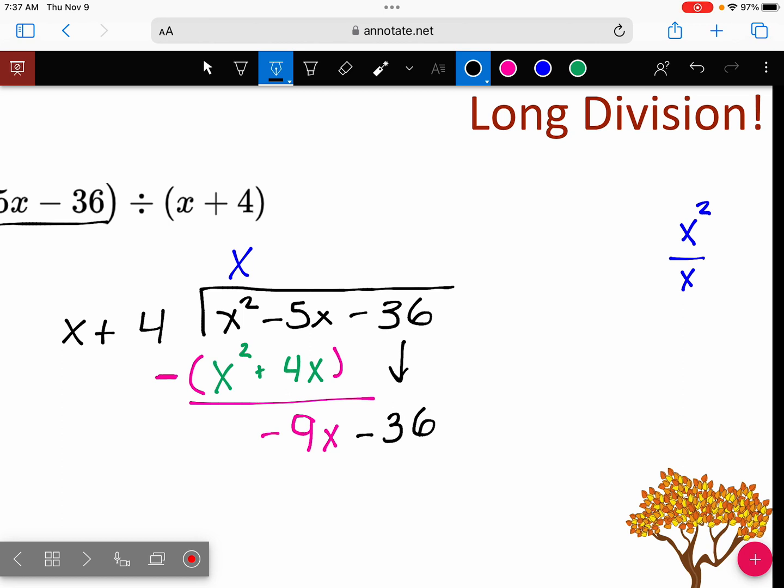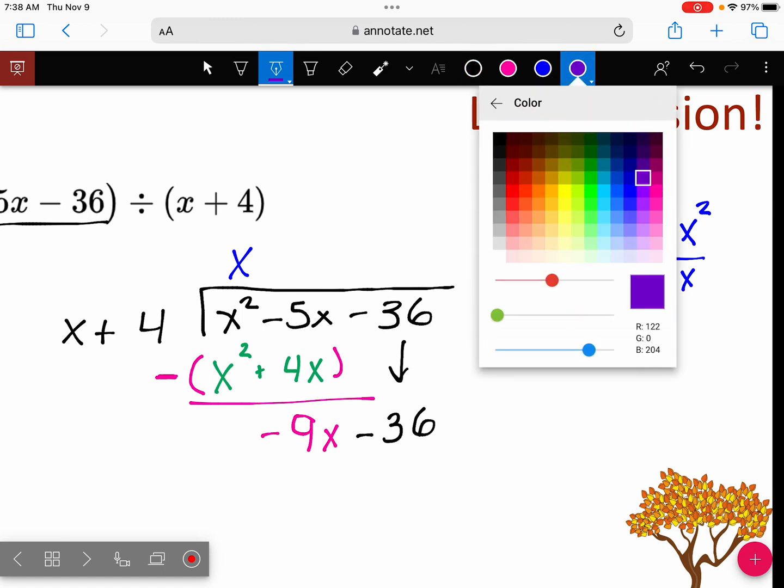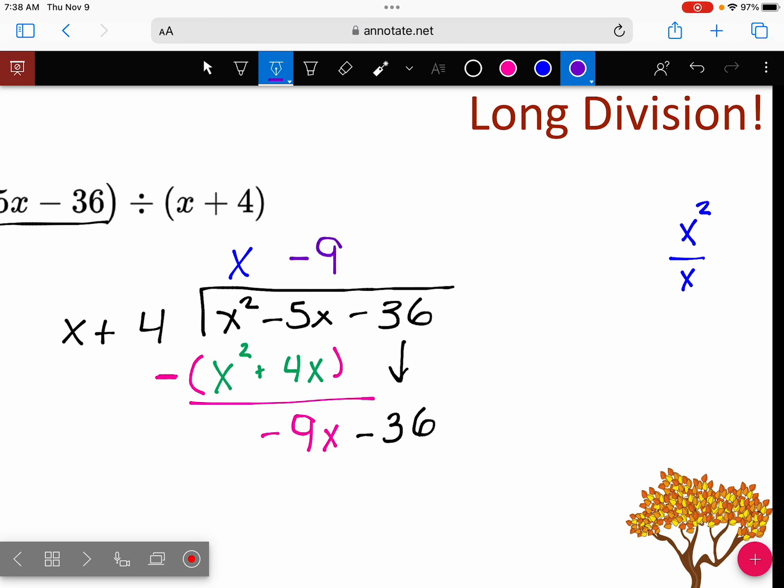And that is our first round of long division, but we're not done because we haven't found our actual answer yet. But questions on the first cycle? Because now we're going to do the same thing. We're going to take the first term in our divisor and what we're dividing by. We're going to say x times what gives me negative 9x? Yeah, x times negative 9 gives me negative 9x. So on the very, very top, we're going to put negative 9.